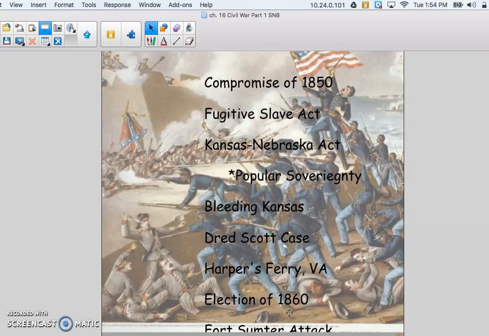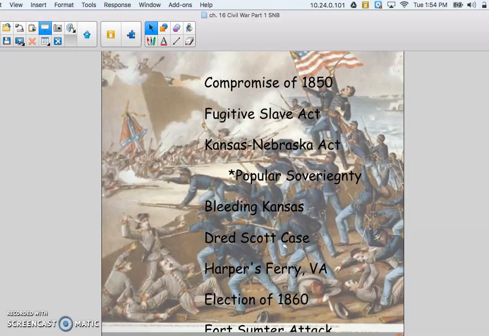So South Carolina secedes even before he's elected president, but after they find out the result. As soon as Lincoln takes office, we have other states joining South Carolina. Don't forget there that we had states like Texas and Florida and Georgia, Alabama, Mississippi all joined.